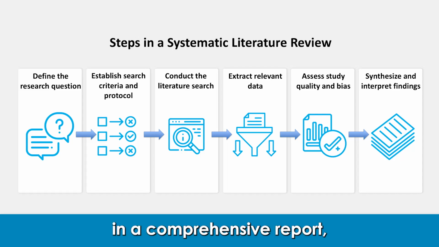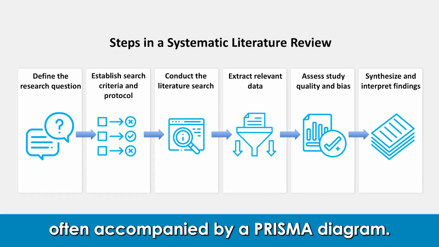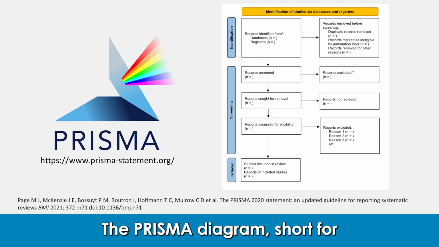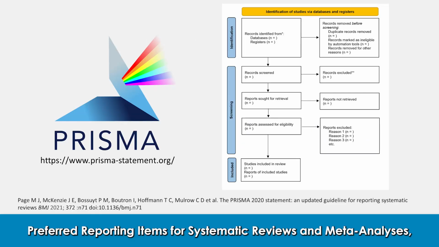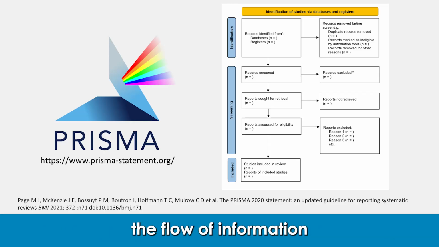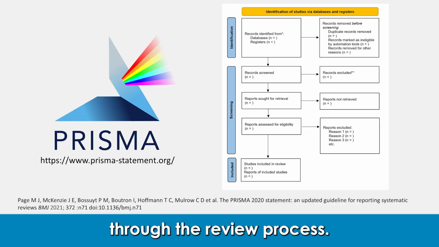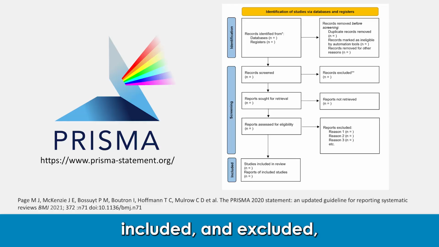Findings are compiled in a comprehensive report, often accompanied by a PRISMA diagram. The PRISMA diagram, short for Preferred Reporting Items for Systematic Reviews and Meta-Analyses, visually summarizes the flow of information through the review process. It shows how many studies were identified, screened, included, and excluded, increasing transparency and helping readers understand how the final set of studies was selected.